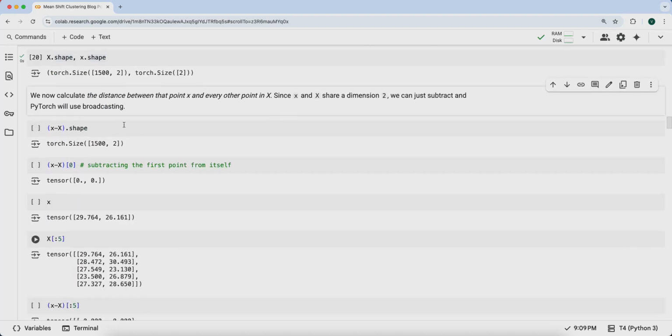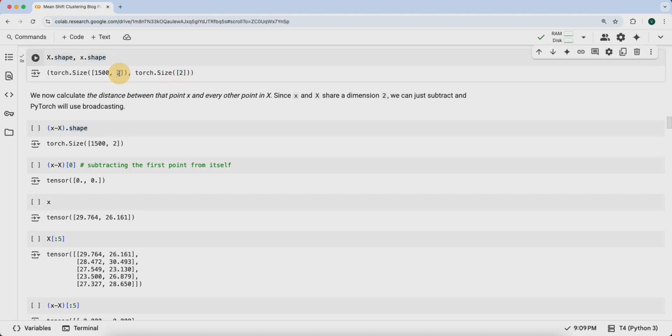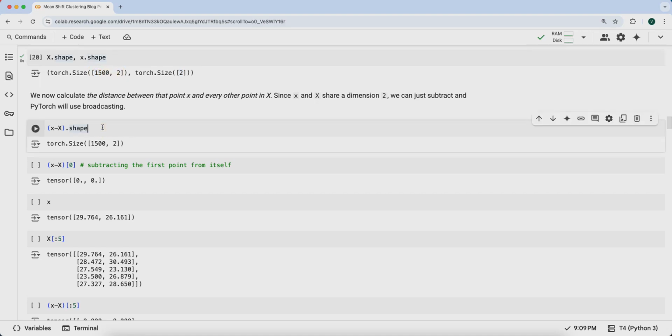What we want to do now is calculate the distance between that point x and every other point in big X. We're going to start by just calculating the difference, and then eventually we'll get to the Euclidean distance, so square root of x squared plus y squared. So x minus X is a legitimate operation because the dimension of 2 matches the dimension of 2, so we can broadcast this coordinate pair to all 1500 coordinate pairs. So this is going to work.